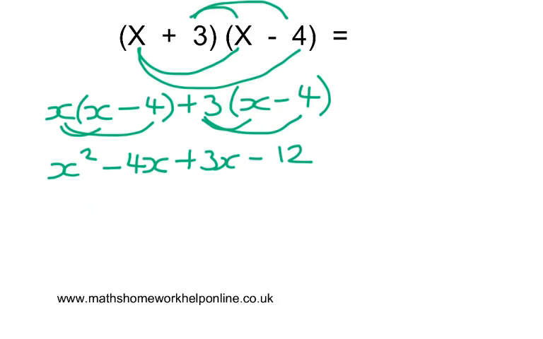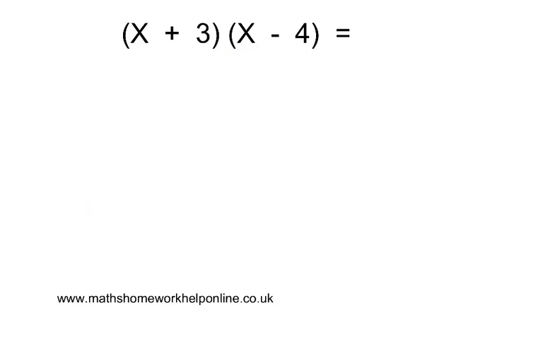So the only like terms we've got that need collecting are the x's here. So minus 4 plus 3 is minus 1, so that will be minus x or minus 1x. So putting that all together, we get that the answer is x squared minus x minus 12.